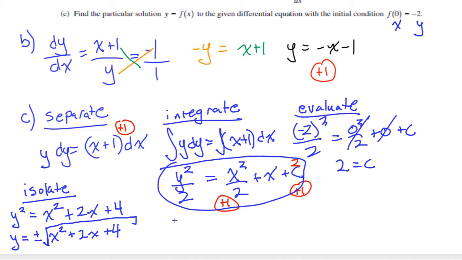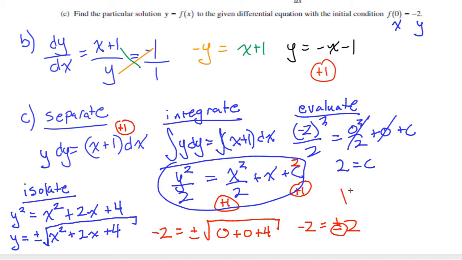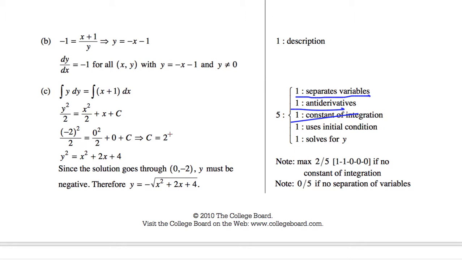It is negative because it's -2, and I'll show you what Rochelle just said in math. So when I plug in -2 for y, and I plug in 0 for x, this is going to be plus or minus the square root of 0 plus 0 plus 4, which means I have -2 is equal to plus or minus 2. Obviously, it has to be the negative, so my final answer here is y is equal to negative square root of x squared plus 2x plus 4, and that's what they got for the answer key, I hope, as well.